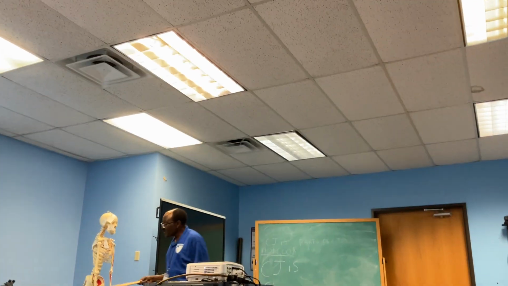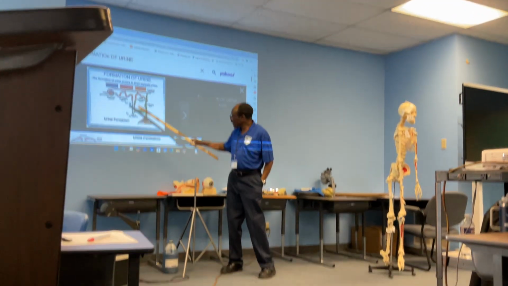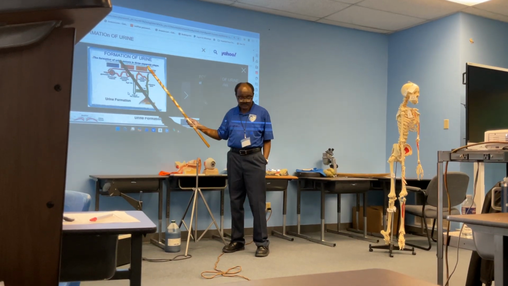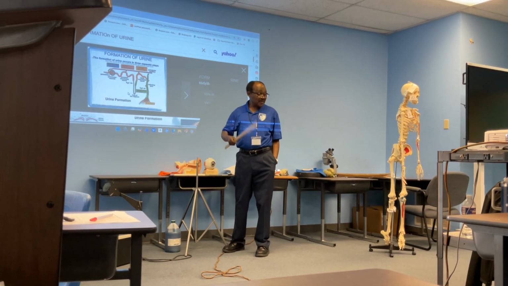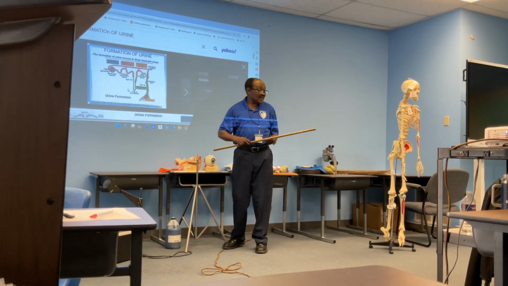So this is called proximal convoluted tubule. There are three words combined into one term and one structure. The whole thing is called proximal convoluted tubule. Proximal convoluted tubule. If you repeat it so many times, you learn it like a song. So proximal means the first part.